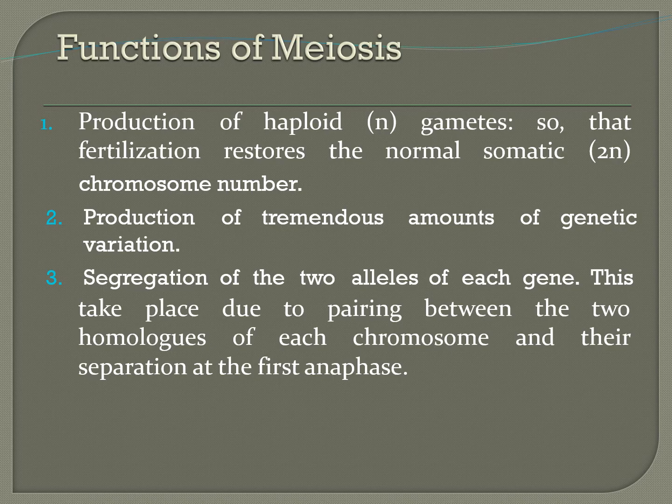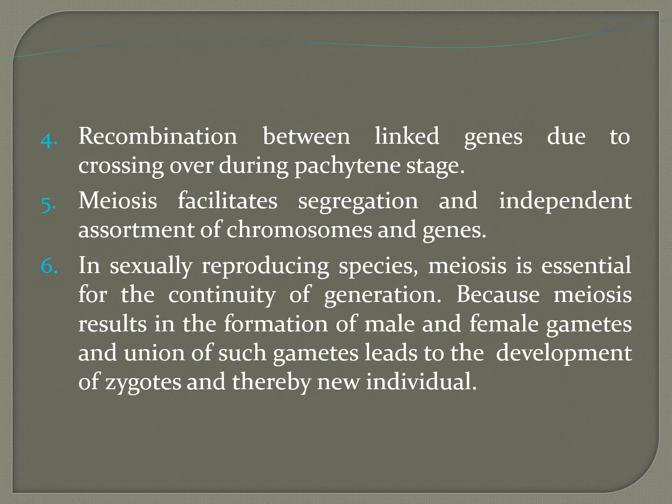The third function is segregation of the 2 alleles of each gene. This takes place due to pairing between the 2 homologues of each chromosome and their separation at the first anaphase stage. Due to meiosis, recombination between linked genes due to crossing over during Pachytene stage is possible. Meiosis facilitates segregation and independent assortment of the chromosomes and genes.